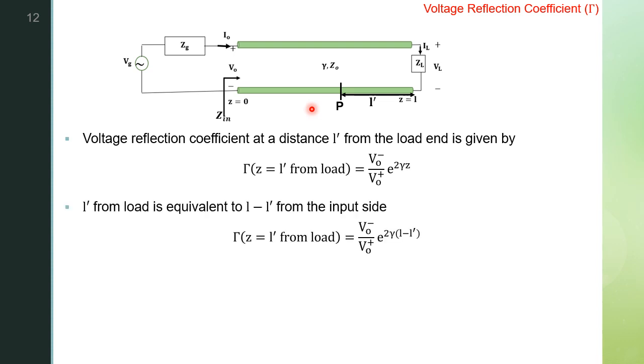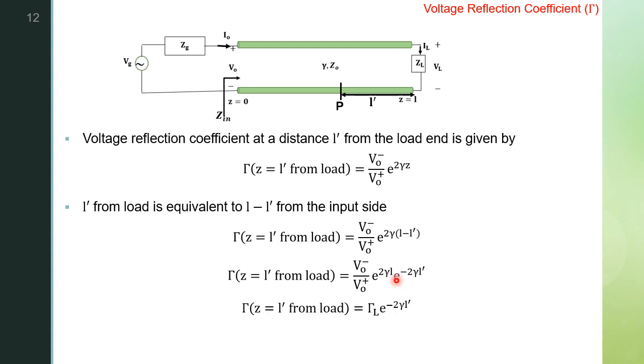So on substituting z equal to L minus L dash, we will get two terms. One is e raised to 2 gamma L and the other one is e raised to minus 2 gamma L dash. Now this term forms the voltage reflection coefficient at the load end. So the expression reduces to gamma L e raised to minus 2 gamma L dash. That is, if you know the reflection coefficient at the load end, and you multiply it with e raised to minus 2 gamma L dash, we will get the reflection coefficient at any point which is at a distance L dash from the load.